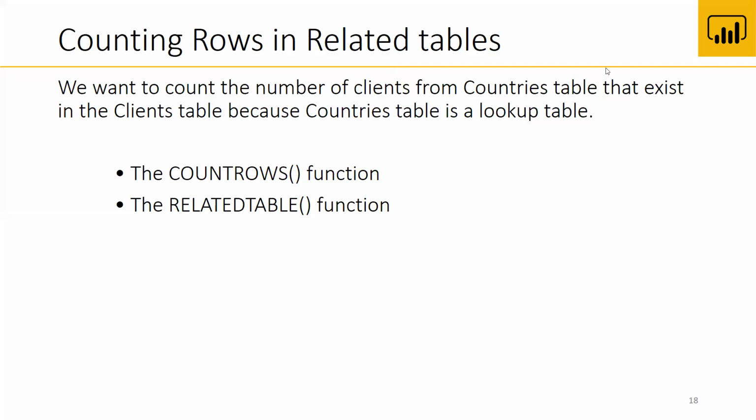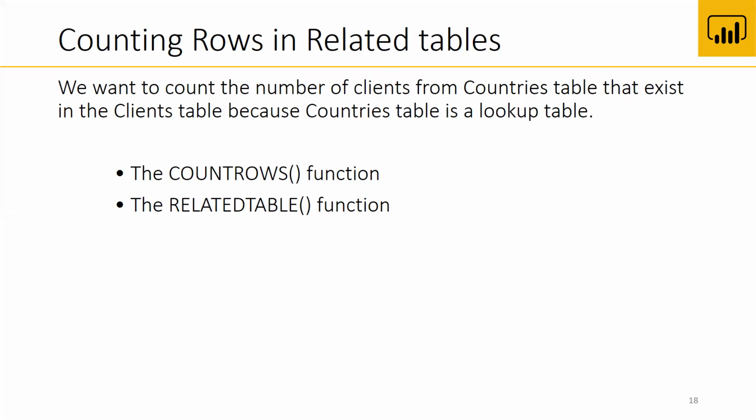Now we want to count the number of rows in one table which is related to another table. So we have to use two functions. One is the count rows function and another one is the related table function. These two functions are used to calculate the number of clients from the different countries in a client table.